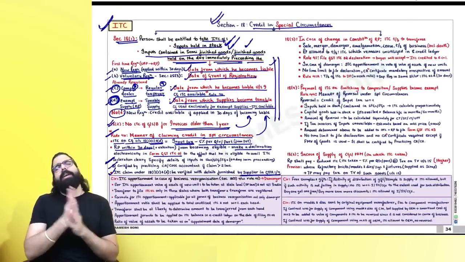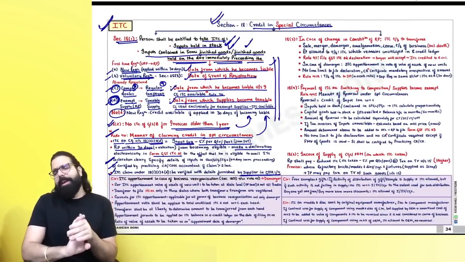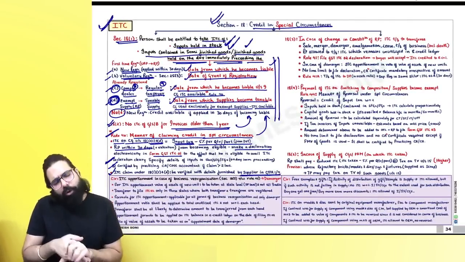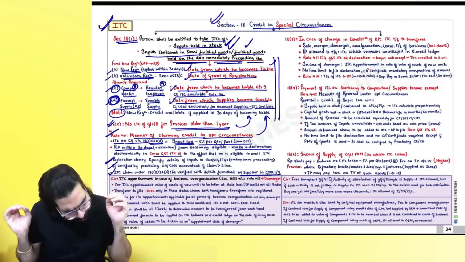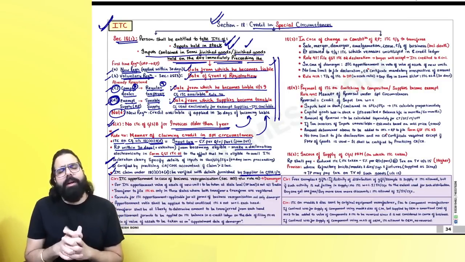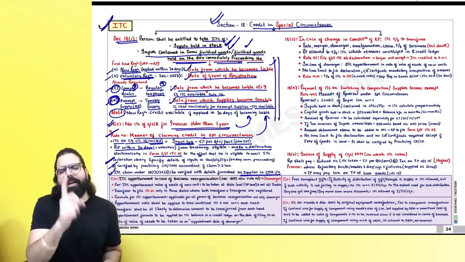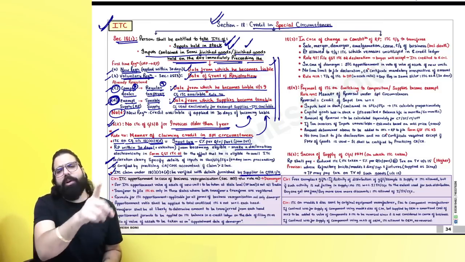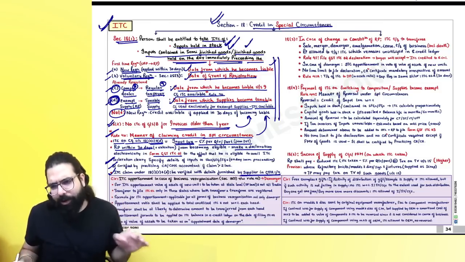Section number 18, I went ahead and told you section number 18(1), A, B, C, D, and section number 18(2), I went ahead and told you. Section number 18(2) I went ahead and told that, sir, invoices older than 1 year, special circumstance only. Remember, invoices older than 1 year, you will not be able to take the credit.